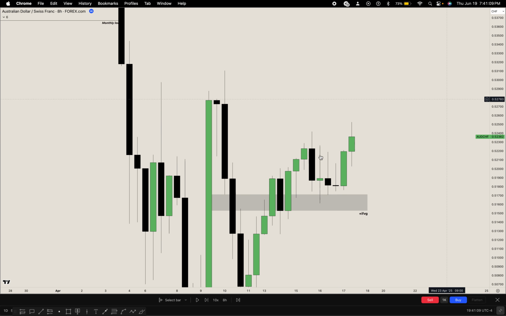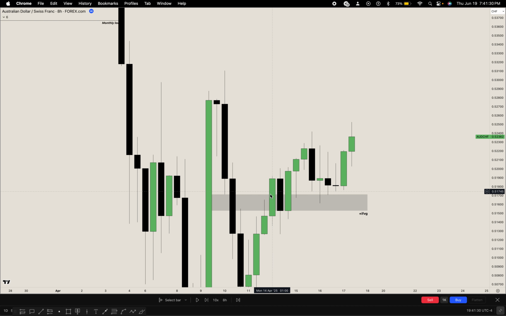If we zoom in more, what do we see right here? We had a bearish inversion fair value gap. So our retail, the trend line guys, the trend chasers, they went short off this fair value gap. As smart money traders, we are already anticipating. We are anticipating this fair value gap to fail.